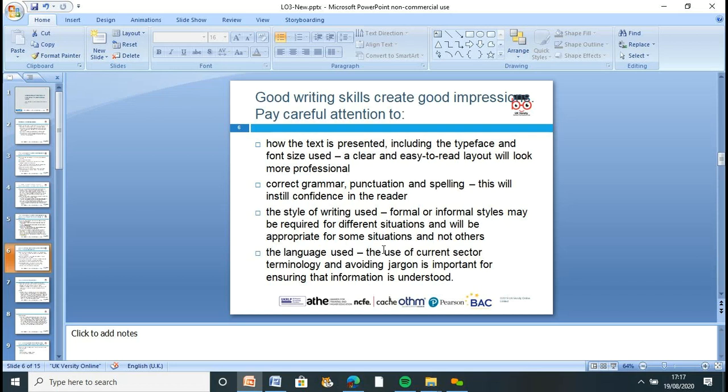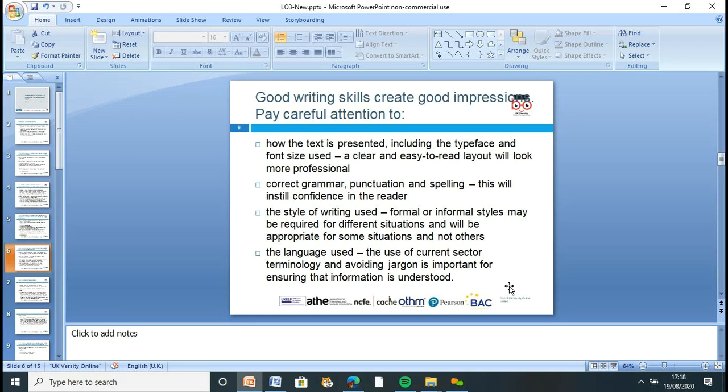Make sure that you've got correct grammar, punctuation and spelling, because if you're reading something that I've written and it doesn't make sense grammatically, you're going to say, oh, this person doesn't understand what she's talking about. How can she give them care? So you just need to take a little time and make sure that you've got the correct spellings, that you've got your commas and your full stops in the right place, and it'll be fine.